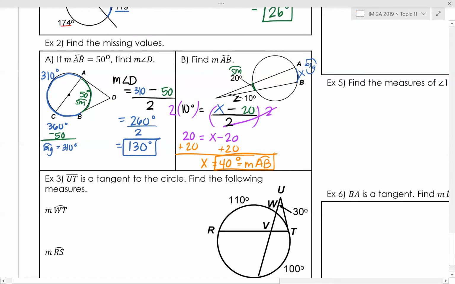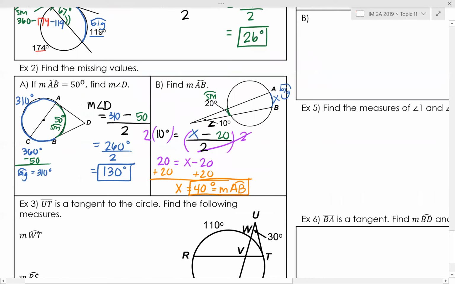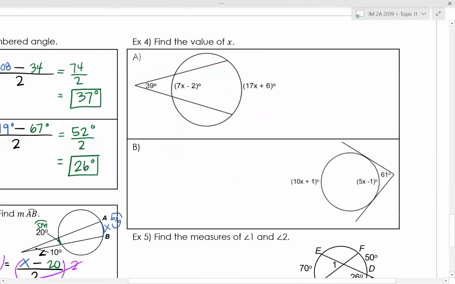We're going to skip example 3. It's just a little more complicated than you'll have to do for the assignment. And then look at example 4 and 5, and then that will conclude this lesson. So for this one, we have variables going on. So we're still going to be using the formula. So remember, the angle is equal to the difference of the big arc minus the small arc divided by 2.